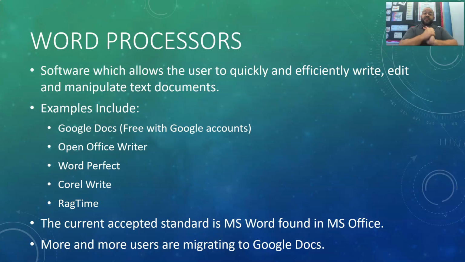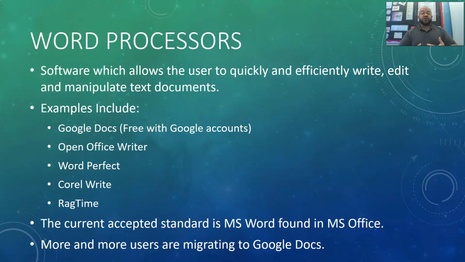So the current accepted standard is Microsoft Word. Now, usually, if you get a bundled software like Microsoft Office, you'll get Word and multiple other applications, and we'll talk a little bit about that later on. I would say that it is the most powerful word processor that's out there. They put a lot of time and money into Microsoft Word to make sure it's good. And believe y'all me, it is good.